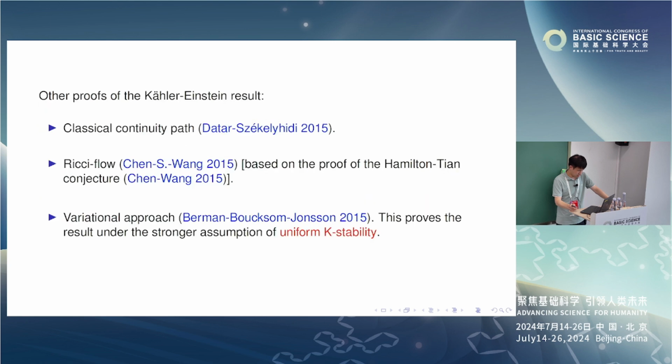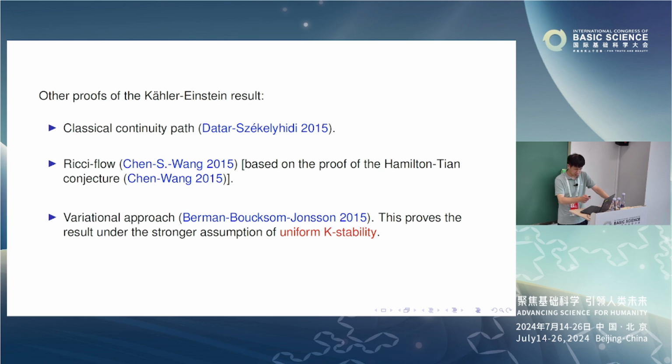Anyway, let's skip part of the slides. There are many other proofs of the Kähler-Einstein results. There is a proof by a regularity argument using the classical continuity path. There is joint work with Chen and Wang using the Ricci flow, based on their resolution of the Hamilton-Tian conjecture. And there is a variational approach due to Berman, Boucksom, Jonsson. This proves the result under the slightly stronger assumption of uniform K-stability.